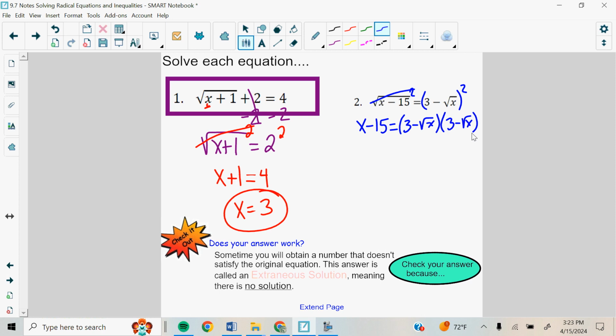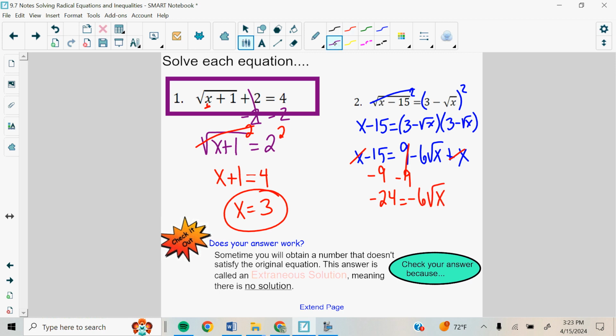Okay, hopefully you paused it and you did that. So our left side stays. The right side became 9 minus 6 square root of x, sorry, not 3, square root of x, plus x. Now our goal is to get all of our x's to the same side, our radical. Notice I have an x on both sides. If I subtract it to one side, it's going to cancel. I'm going to subtract my 9 over. So I get negative 24 equals negative 6 square root of x.